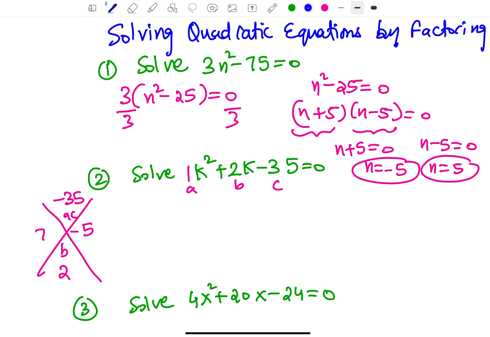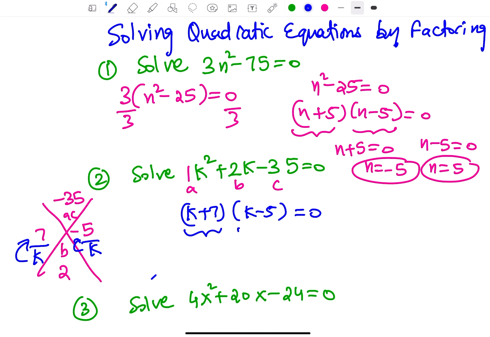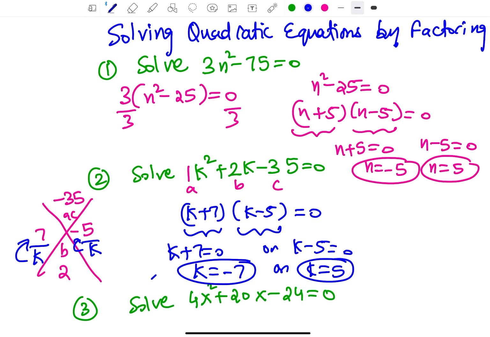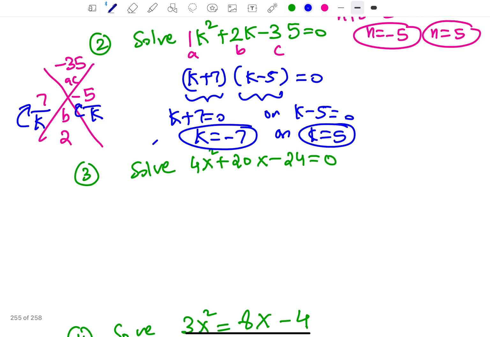And I use the bottoms up method, so I'm going to go ahead and divide both of these by a 1k or just k, and this is why it's called the bottoms up method. So k plus 7 is my one factor, k minus 5 is my another factor. And now we're going to set them equal to 0 using the zero product property. k plus 7 is 0, or k minus 5 is 0. So from the left hand equation we get k equals -7, right hand equation we get k equals 5. So these are the two solutions for this quadratic equation. They will make the left and right hand side equal to each other.